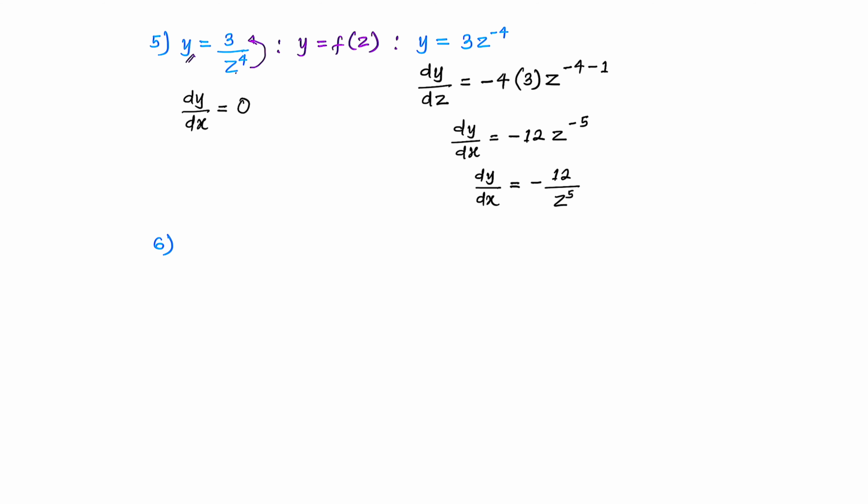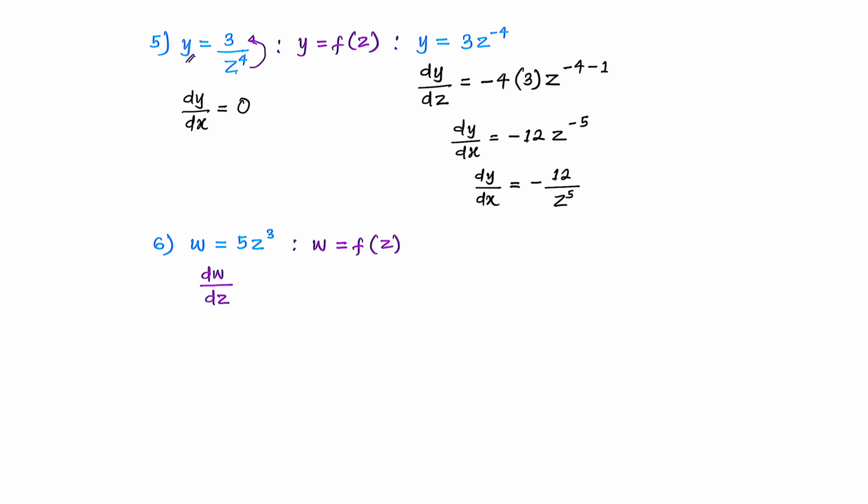Six, w equals 5z raised to power 3. In this, we can see that w is a function of z, which means w is the dependent variable, z is the independent variable. So we take dw/dz.